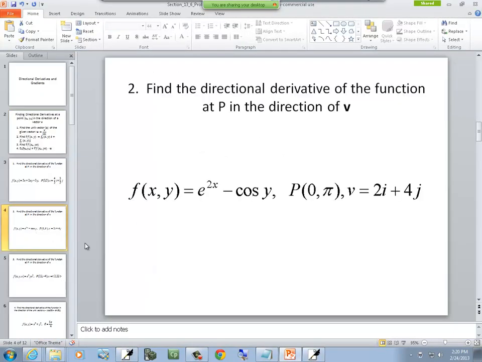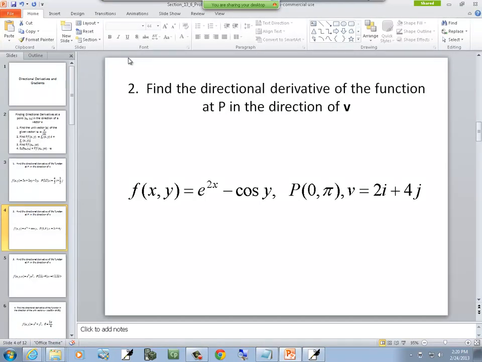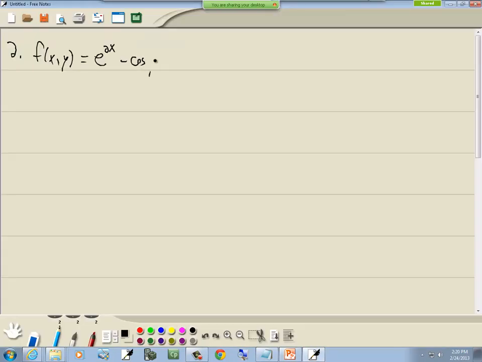Okay, let's take a look at another problem. We've got f of xy equal to e to the 2x minus cosine y at the point (0, pi), and in the direction of 2i plus 4j. Now, this isn't a unit vector anymore, so step 1 will actually have some meaning in this problem.